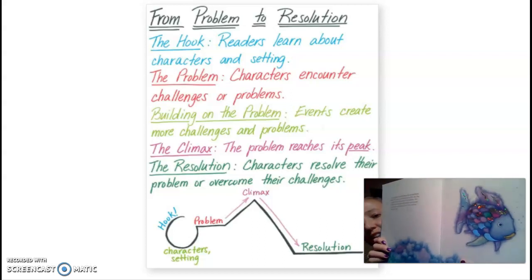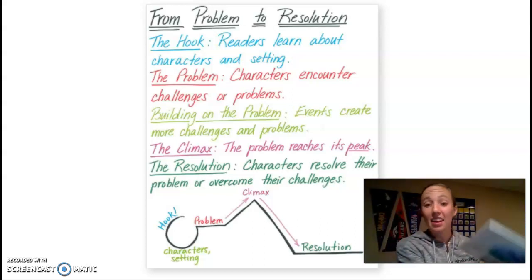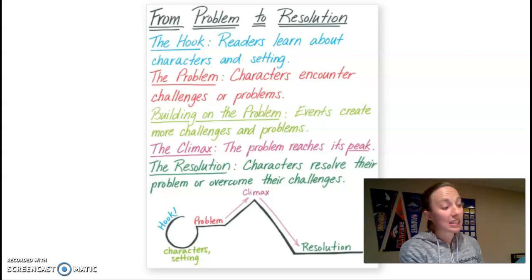The character, and a little bit more about the setting, that it takes place in the deep blue sea.